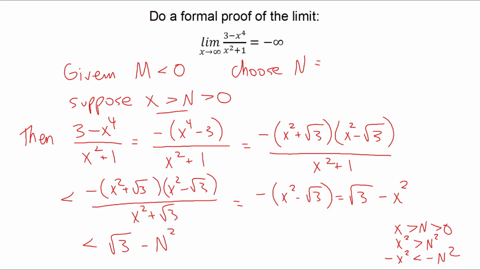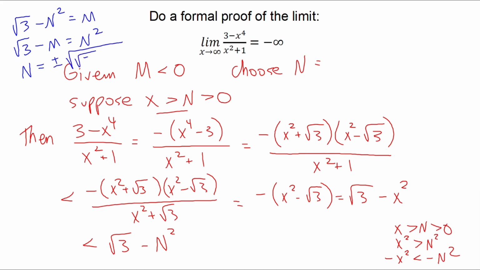We just need to let that equal our M value. So we'll do that off to the side. Root 3 minus N squared is going to equal M, which means that if we rearrange this, we'll have root 3 minus M is equal to N squared, or N is equal to plus or minus the square root of root 3 minus M. And of course, we have to decide which one we actually want. Do we want the positive or the negative square root?